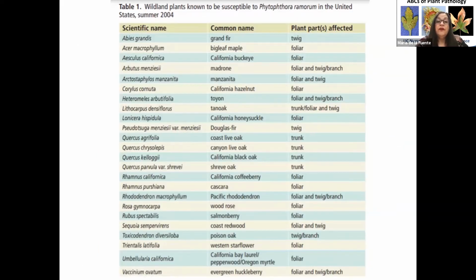There is a list that was produced by one of our farm advisors, Steve Cheswold, about the common names and the parts that are affected by this Phytophthora. As you can see, there are a lot of them, and the list keeps on growing. So we have to be very much on the lookout for this disease and make sure that we educate people that are fans of hiking especially, because we don't want to move it to clean areas.